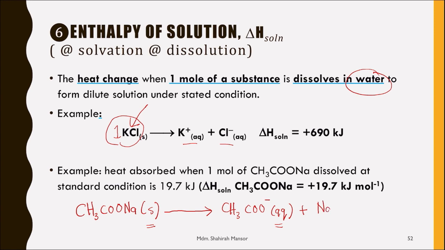And Na plus aqueous. Why aqueous, not gas? Because we dissolve in water, so the ions will be in the form of aqueous. So the enthalpy of solution will be 19.7 kilojoule. Why didn't we write kilojoule per mole? Because we have fixed this equation, the 1 mole should be on this solid crystal, that is, the reactant.